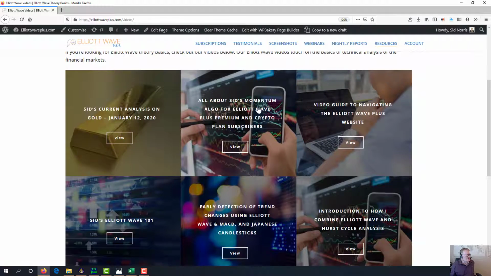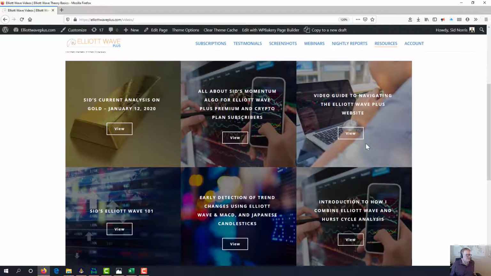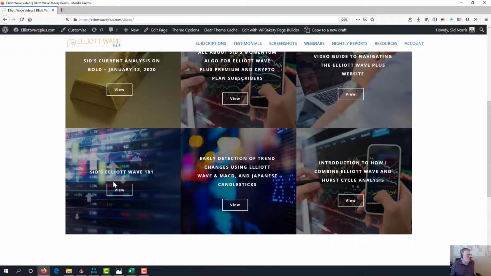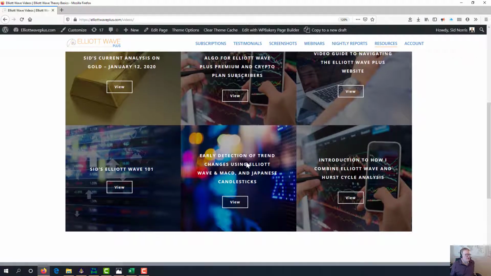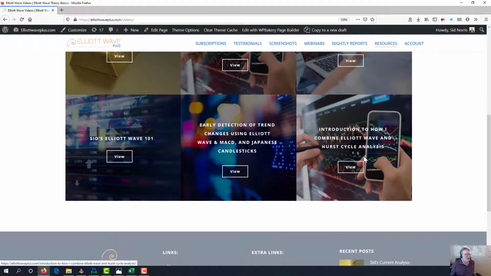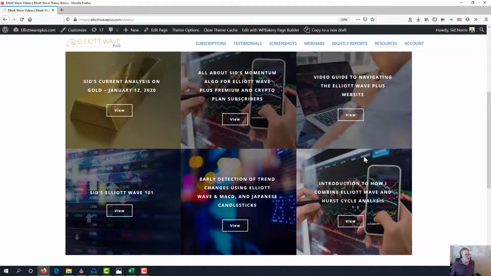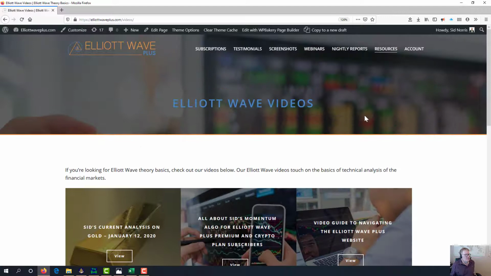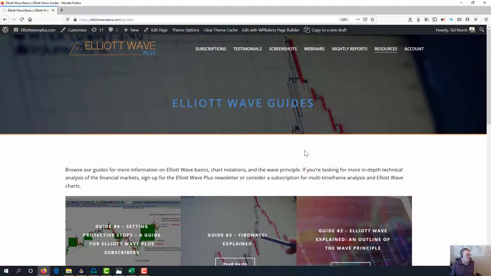This is kind of another description of my momentum algo. It's this earlier version of the recording I'm doing right now. A guide to navigating inside the website. Elliott Wave 101. How to use MACD and divergence in order to predict turns in the market and at multiple time frames. And how I combine Elliott Wave and Hurst cycle analysis. Those are all videos. For premium plan subscribers, there is an especially important one in here.